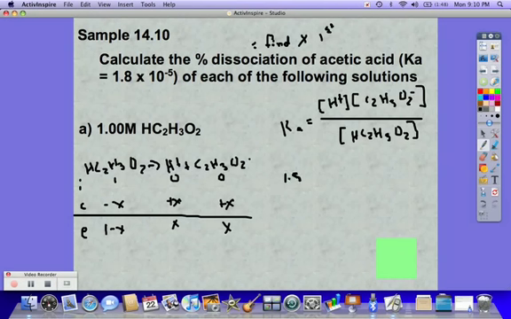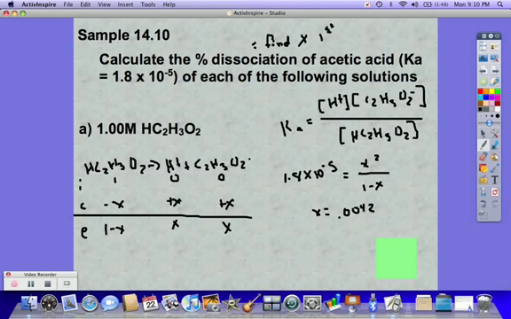Our Ka was given. So Ka equals x squared over 1 minus x. Solve for x, and you get 0.0042.